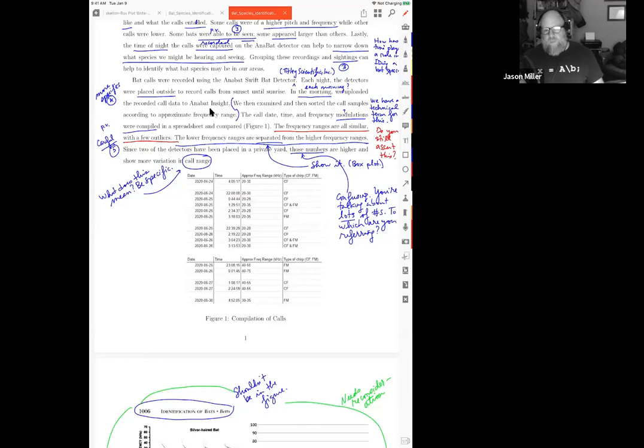And then you can segue into, and this is kind of what you're doing here, the conversation about parameters that Anabat Insight will measure. So you say the call date, time, and frequency modulation were compiled in a spreadsheet. So modulations, I put a little question mark there. And I say, we've got a technical term for this. I'm not exactly sure what that meant.